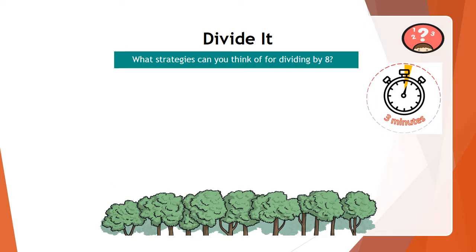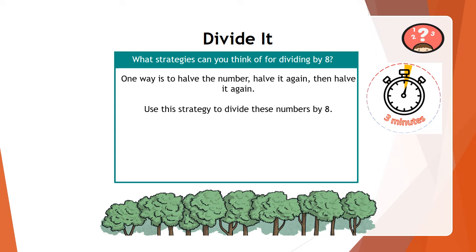Now we're going to think of a strategy that we can use to help us divide by 8. One way is to halve the number, then halve it again, then halve it again. So you'll remember when we talked about finding, say, a quarter of an amount, we've always said maybe one way is to halve it and halve it again. Well, dividing by 8 is the same as finding an eighth. So therefore, you need to halve it again, and then halve it again. And you can use this strategy to divide the following numbers.